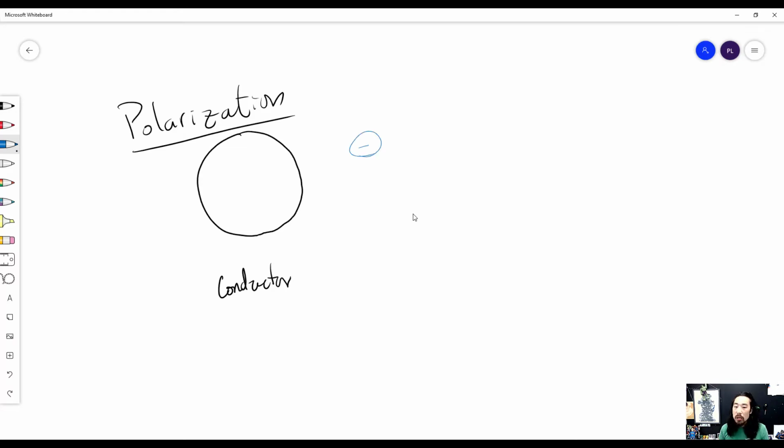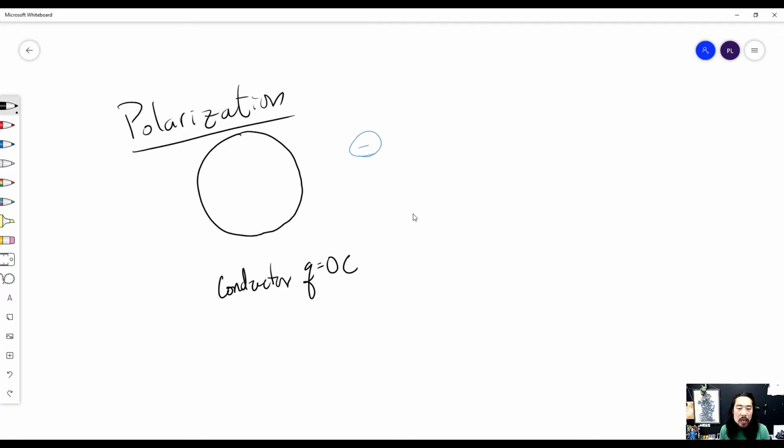And this could be just another charged object. So we have a negatively charged object here. And we bring this negatively charged object close to, but not touching. It's very important. We cannot touch. So we bring this negative charge close to this neutral conductor. Right, so let's actually write that down. This is a neutral conductor or a neutral object.